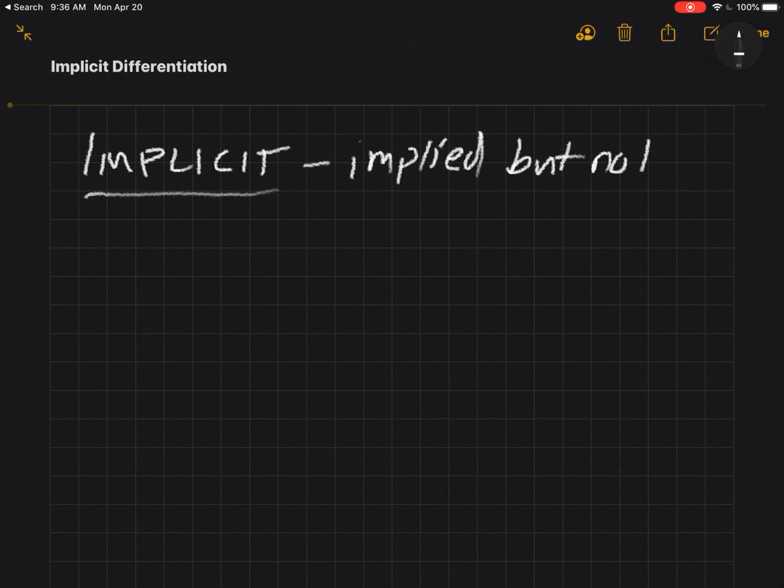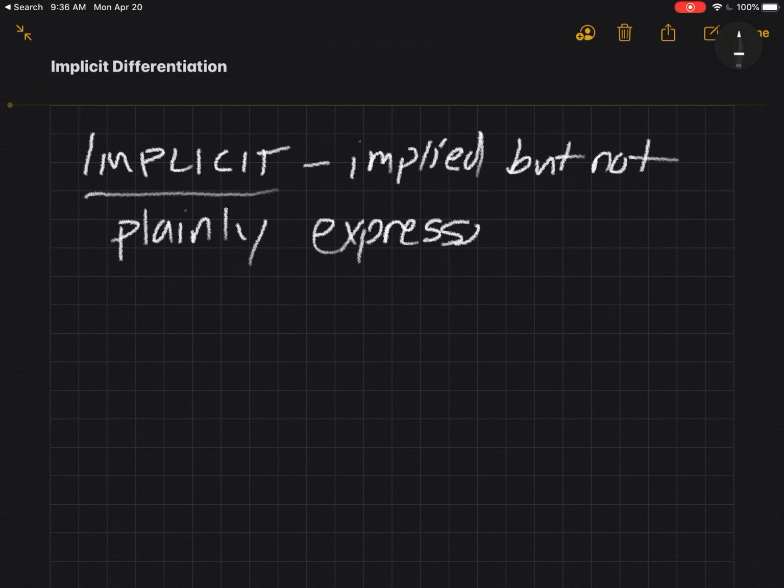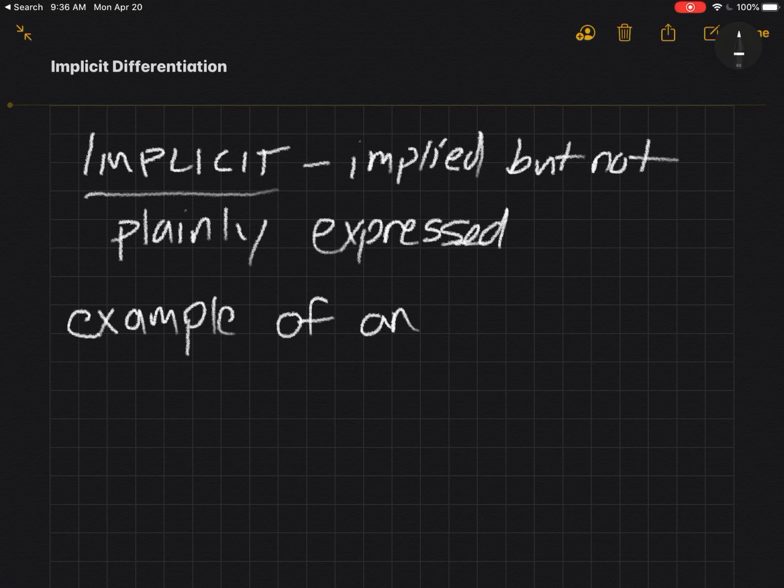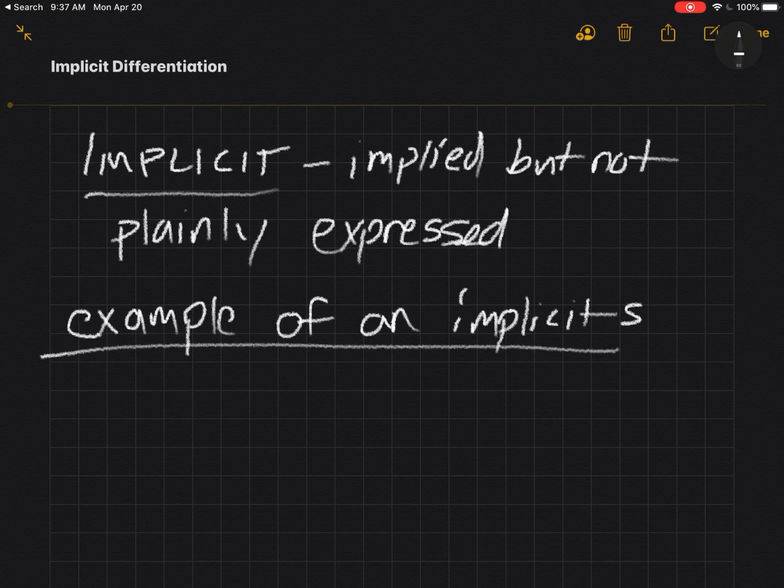I'm going to talk to you today about implicit differentiation. So what is implicit differentiation? I think it helps us actually to know what the word implicit means. So implicit means something is implied but not plainly expressed.